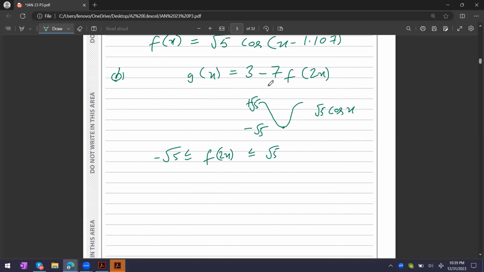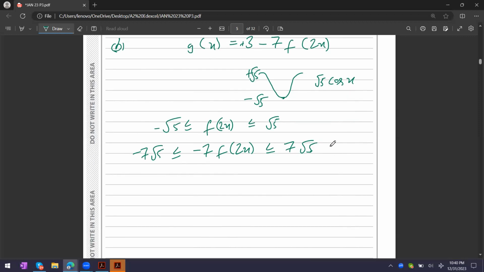Now, let's multiply this with minus 7 f of 2x. So now these ranges are going to be switched. Minus 7 f of 2x is less than or equal to 7 root 5 and greater than or equal to minus 7 root 5, because this is a vertical stretch: minus 7 has been multiplied with the minimum and maximum values. Last step, this 3 has been added to the minimum and maximum value. So let's add plus 3 on both sides.